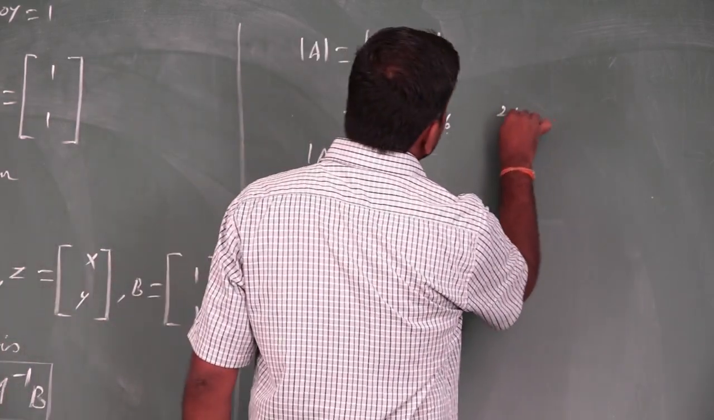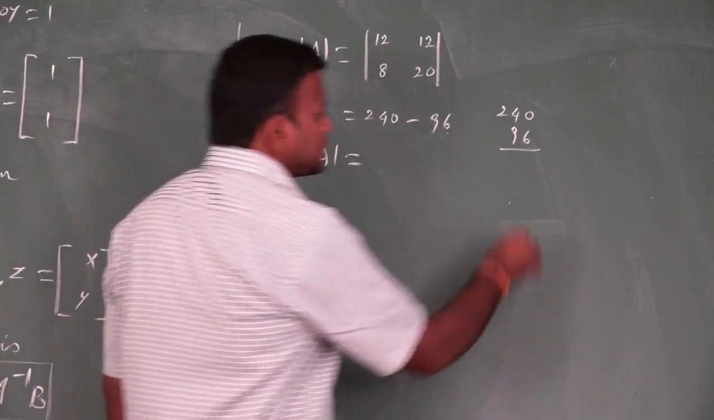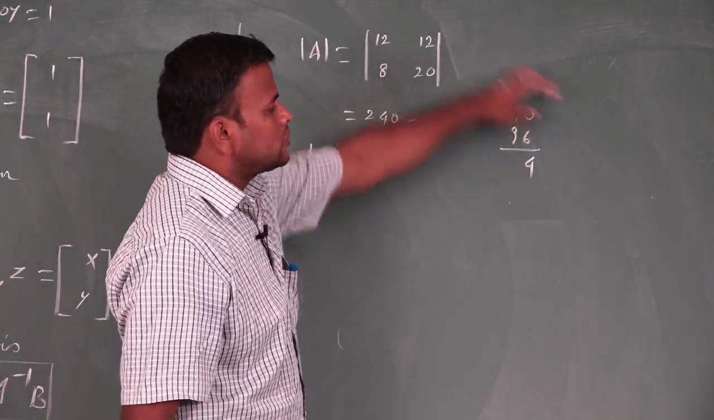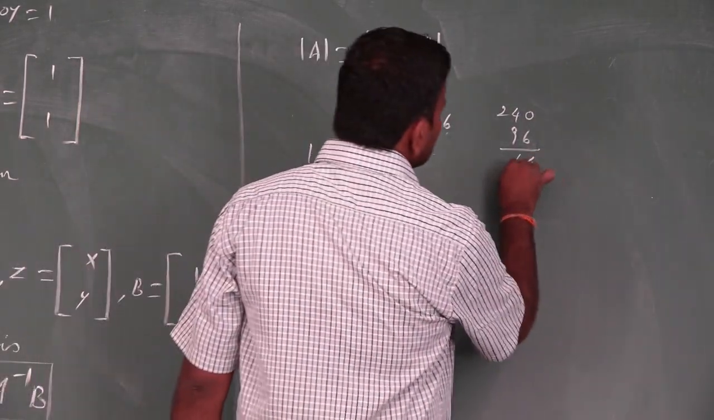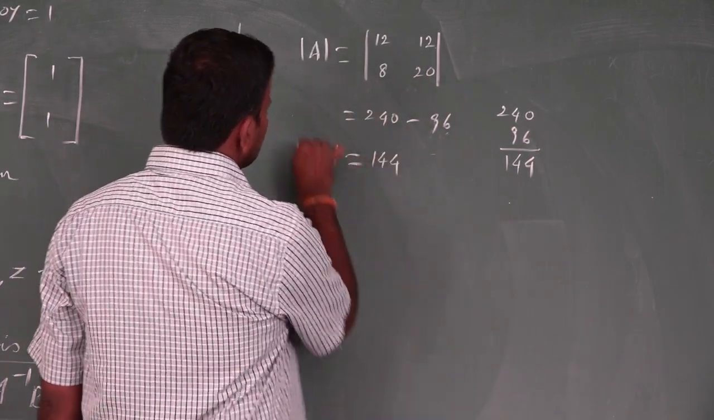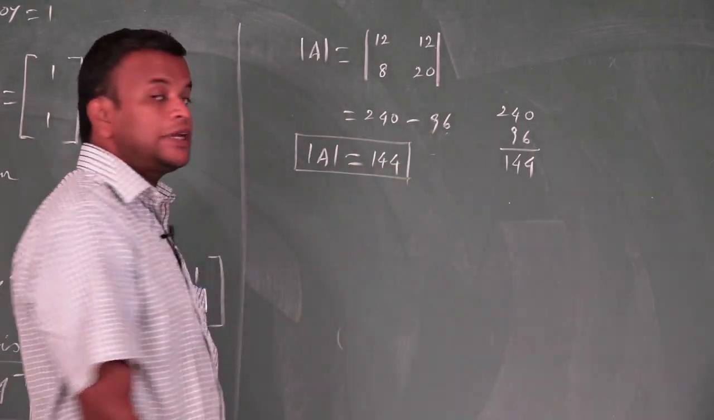So 240 minus 96. 10 minus 6 is 4. Already one was taken on borrow, so 3 is there. So 13 minus 9 is 4. So here also 1 is 144. This is the value of the determinant.